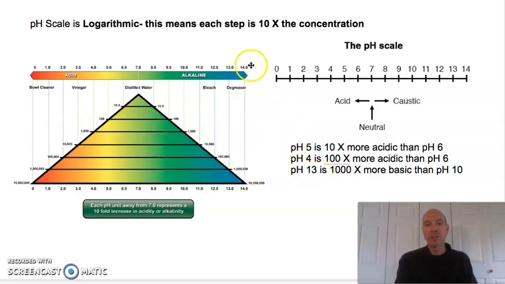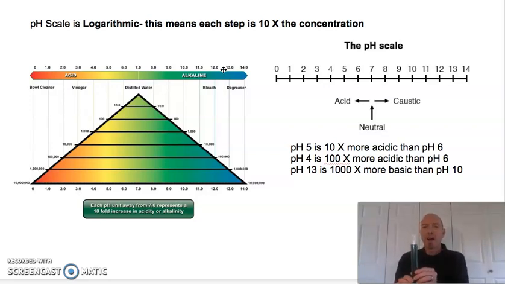So a pH 13 compared to a 10, we got 1, 2, 3, so it'd be like 10 times 10 times 10. It's 1,000 times difference. And so you can get really big changes. And so that's really important to know. I've got a demo to show you what that looks like.